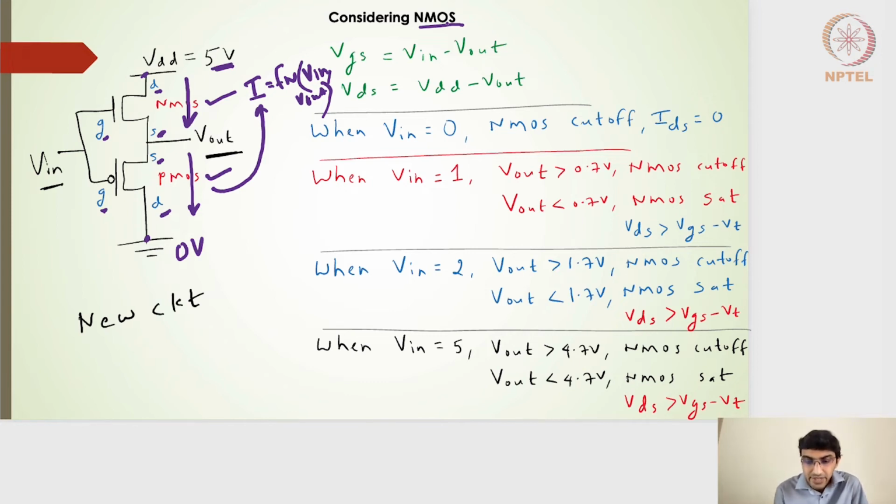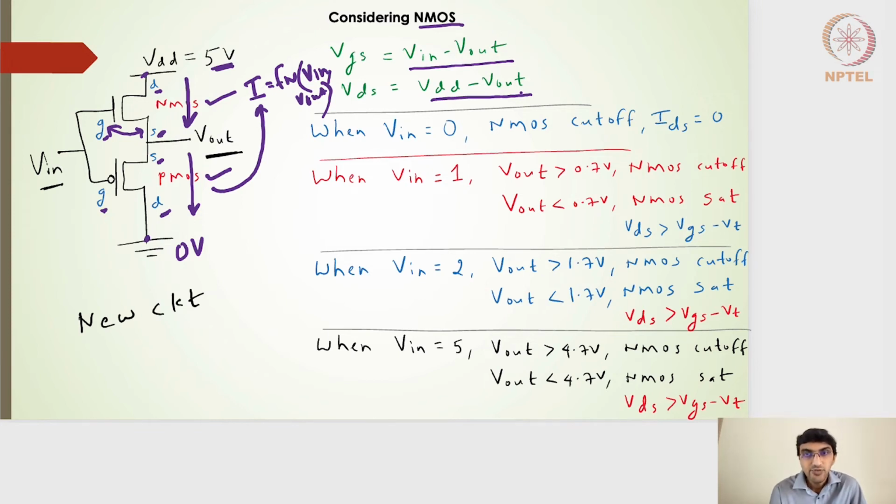Right? So to begin with, if I want to write the current equations in terms of the input and output voltages, let me try to find out what is the VGS in terms of V in and V out. So VGS for an NMOS is this one, where G is connected to the input and S is nothing but the output. So VGS is nothing but V input minus V output. And VDS for the NMOS transistor is nothing but VDD, which is 5 volts, minus V out.